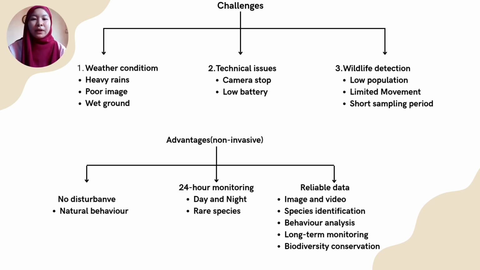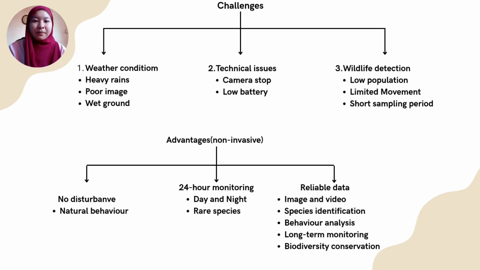Although camera traps are very useful, there are still some challenges. One challenge is weather conditions such as heavy rain, which can reduce image quality and affect camera performance. Another challenge is technical problems, including low battery or camera malfunction, which may interrupt data collection. And lastly, wildlife detection depends on animal activity and population size. If animal movement is limited or the monitoring period is too short, few species may be recorded.